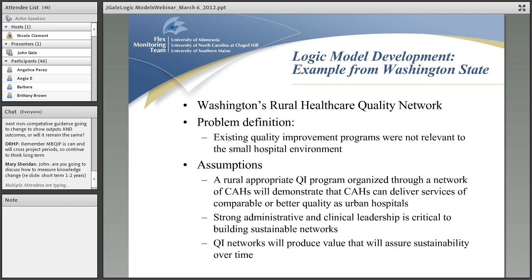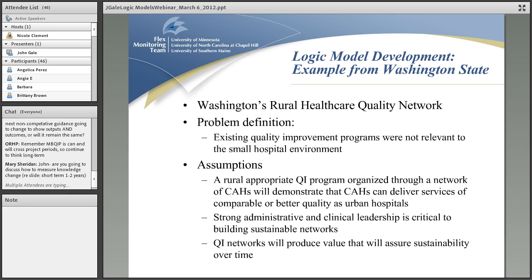And the assumptions that they made were that a rurally appropriate QI program organized through a network of CAHs will demonstrate that CAHs can deliver good quality services, at least comparable, if not better, than many urban hospitals. They assumed that strong administrative and clinical leadership was critical to building sustainable networks, and that a QI network that can produce value over time will also be sustainable.